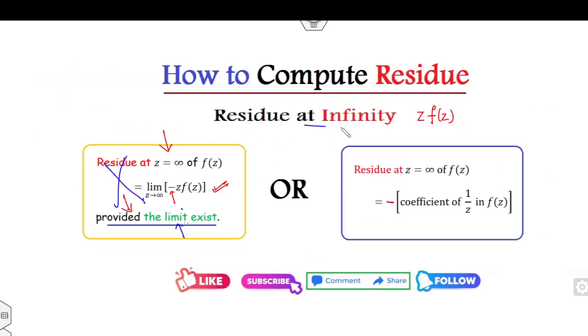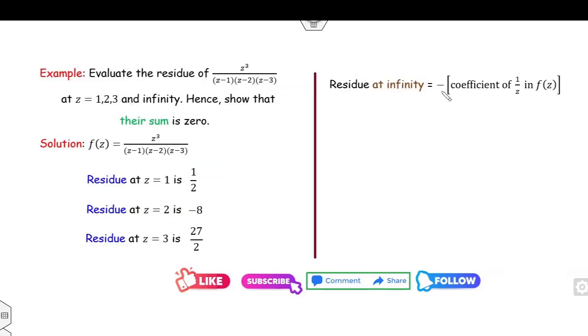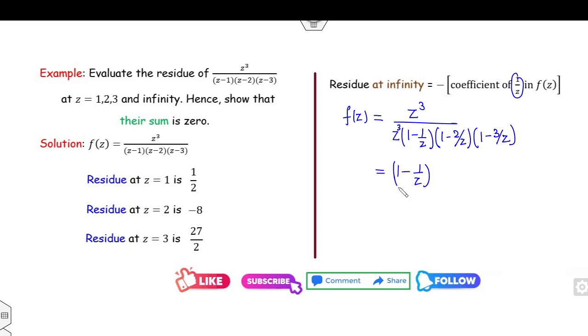I will explain the residue at infinity in a separate video, which I will upload after this. Till then you can find the residue by using the coefficient of 1 over z. So can you write the given function f(z) in terms of 1 over z? I can take z common from each factor. Clearly, z cubed will be cancelled out. I can write it in terms of 1 over z, 1 minus 2 over z, and 1 minus 3 over z.